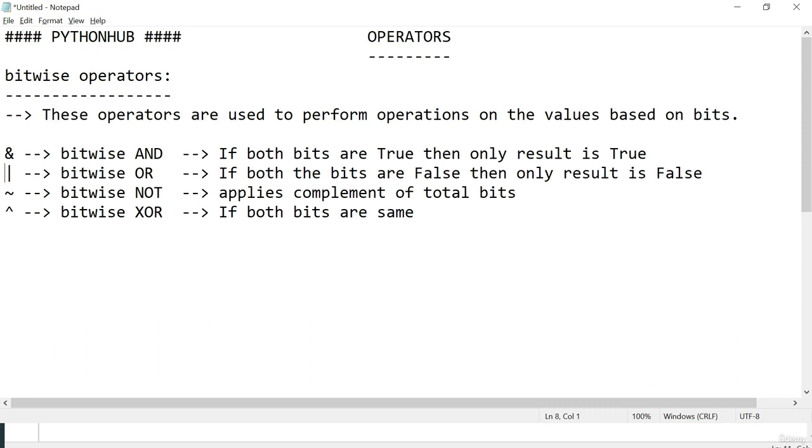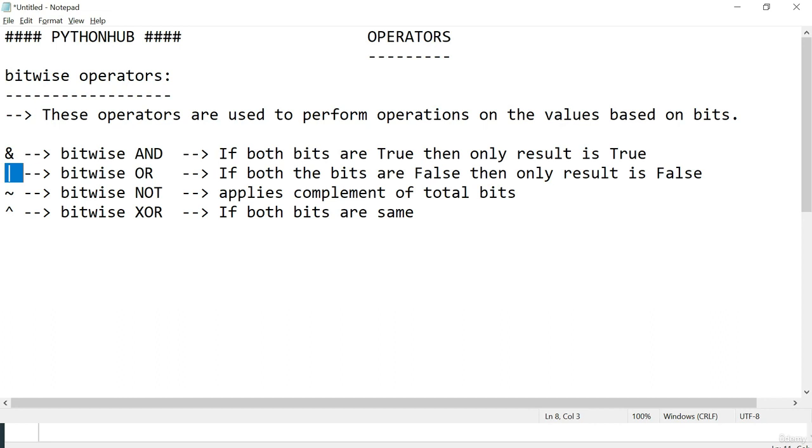The second one is OR. In bitwise OR, if both the bits are false, then only the result is false. In all other cases, the bitwise OR operator gives true.